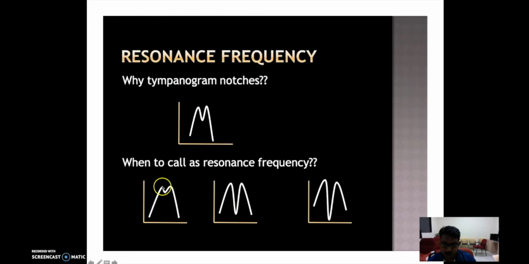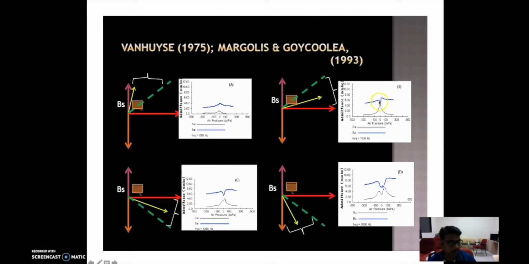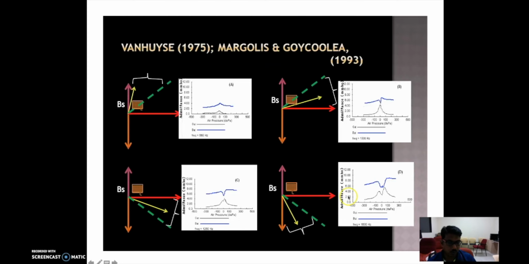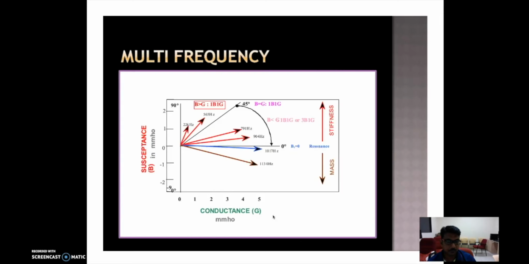Okay, whereas this could be somewhere here. So that means there is an increased mass component, but still at that particular frequency, the mid layer did not reach resonance. So this typically happens when the impedance vector is flowing very close to the mass axis, mass quadrant. So did you get it?